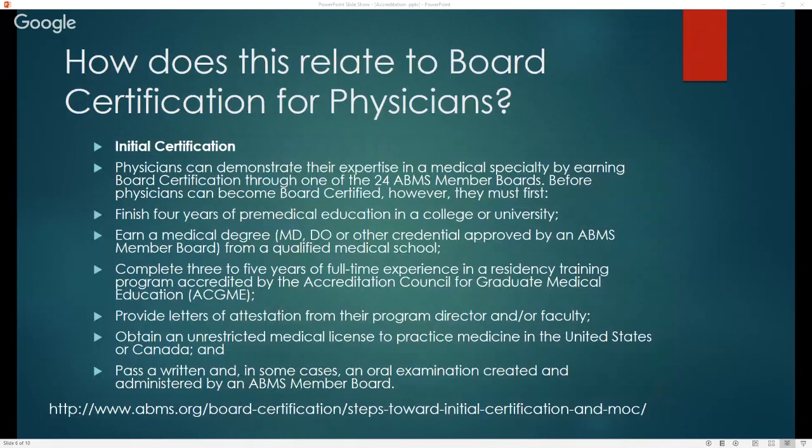And then how does this relate to the board certification for physicians? So this is for when you're first becoming a physician. First of all, you have to have your undergrad or your pre-medical education, and that's normally about 4 years. And then after that, you can earn your medical degree, your MD or DO. And then after that, we're going to have about 3 to 5 years of full-time experience in a kind of residency training. And then there'll be letters after that from their programs or directors. And then you can have a medical license to practice in the United States. And then also sometimes they have an examination you have to take or whatever they require for that board.